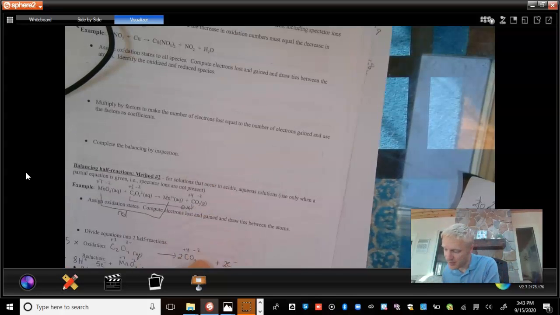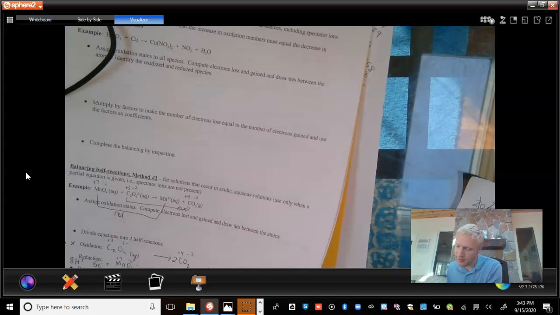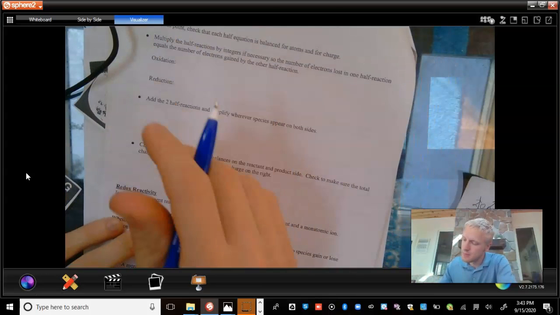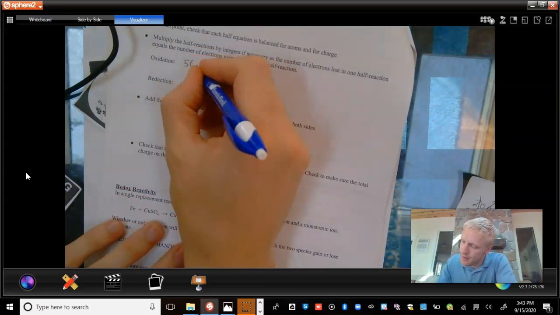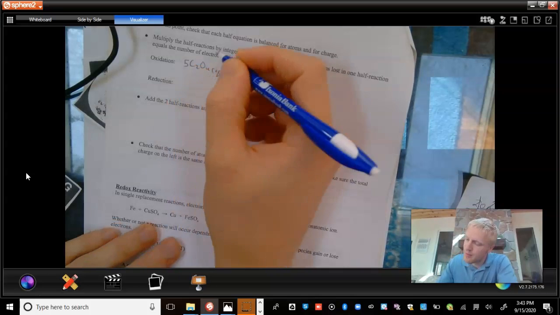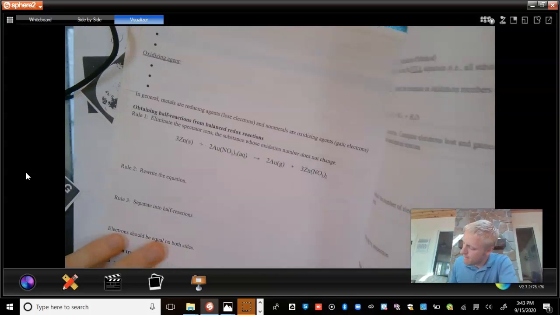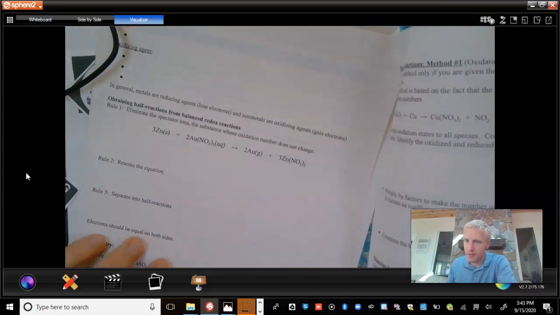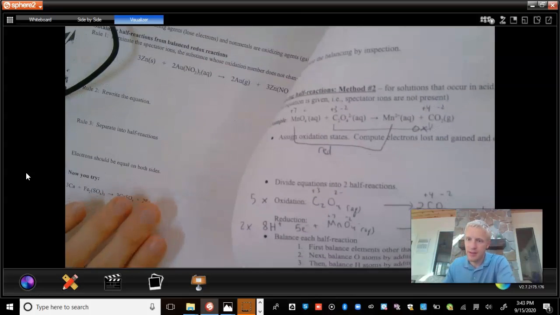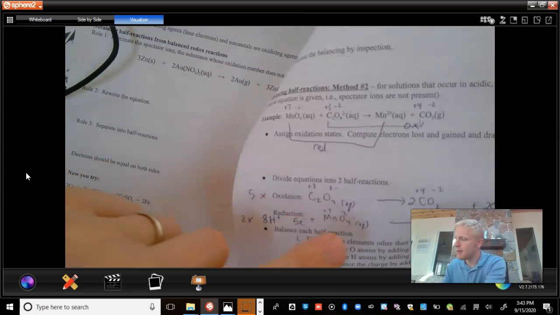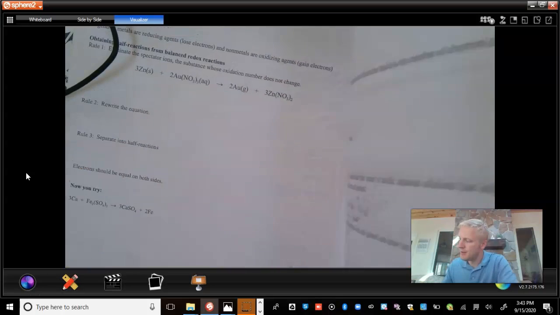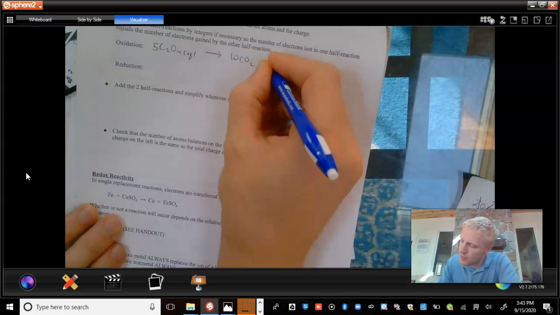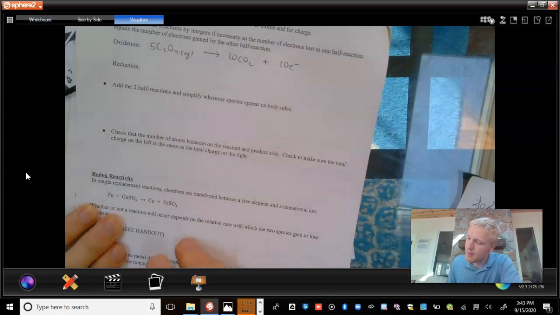So I'm going to rewrite this. 5 times 1 is 5, so 5 C2O4 aqueous, and then 5 times 2 is 10, 5 times 2 is 10, so I get 10 CO2 plus 10 electrons.